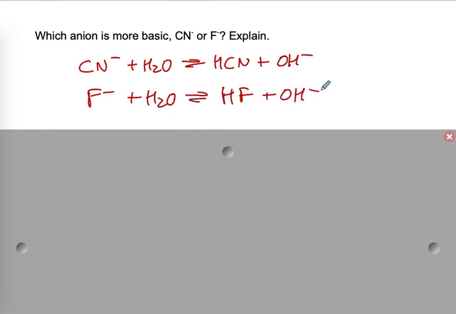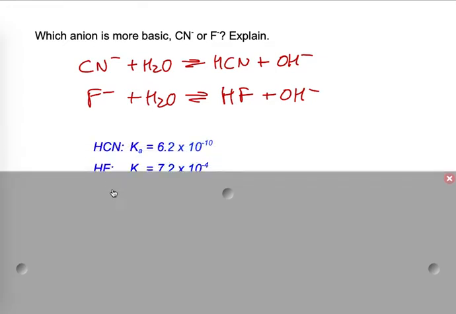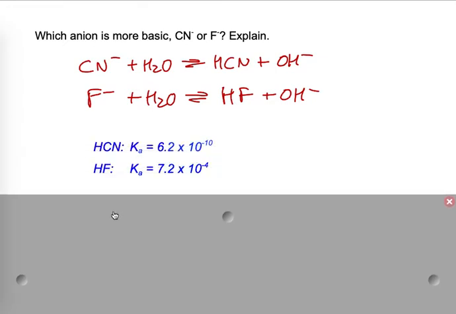Well, we said before that the stronger base will be the conjugate base of the weaker acid, so we have to go to our table of Ka values and look up the Kas. We see HCN has a Ka of 6.2 times 10 to the negative 10th. Hydrofluoric acid, on the other hand, has a Ka of 7.2 times 10 to the negative 4th. Hydrocyanic acid is clearly the weaker acid, therefore its conjugate base is going to be stronger, therefore cyanide is more basic.